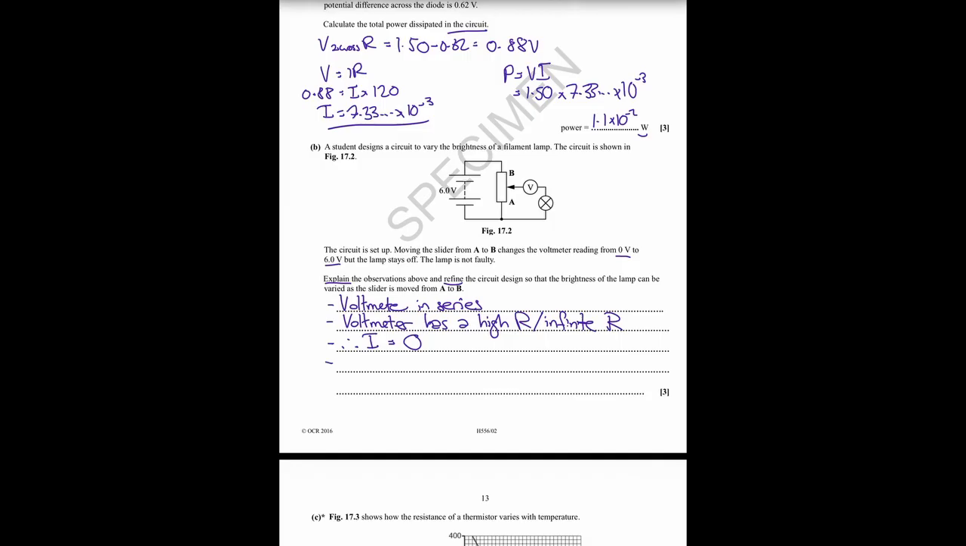So how am I going to refine the circuit? Well, now I'm going to say put the voltmeter, I'm just going to put V for voltmeter, and I'll just say parallel. Okay, there we go, lovely.